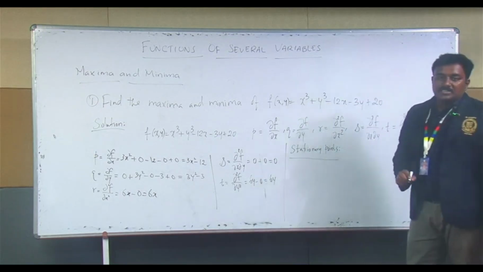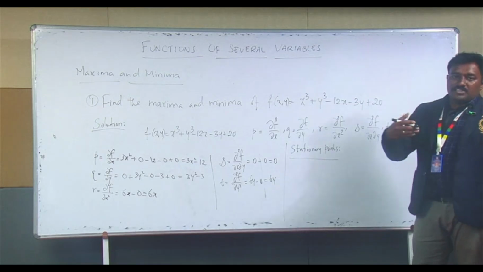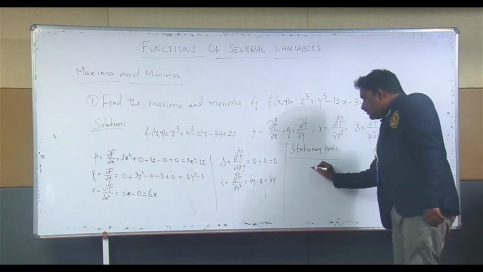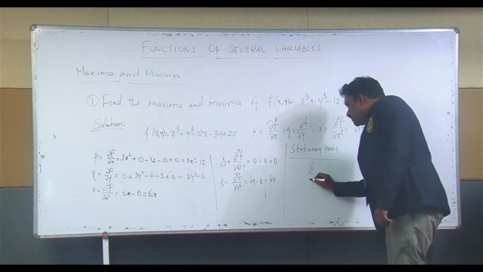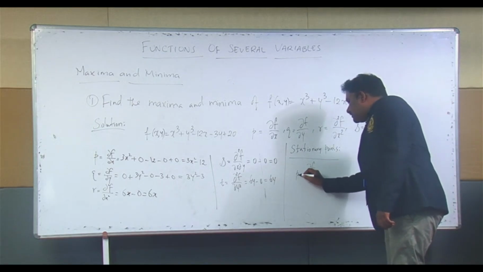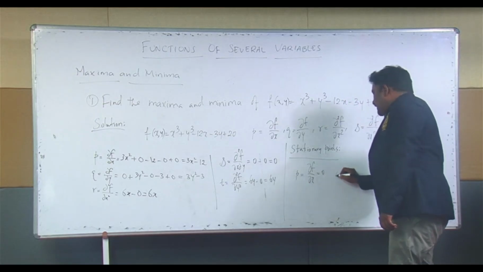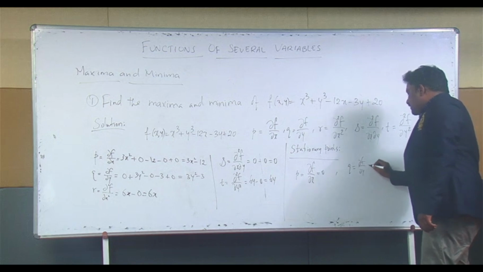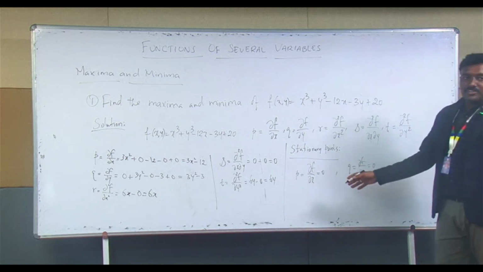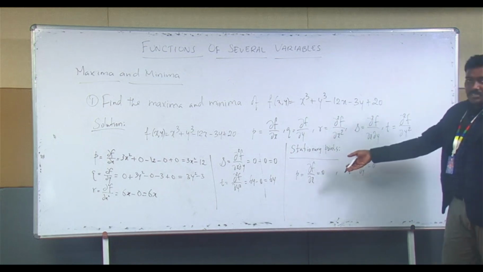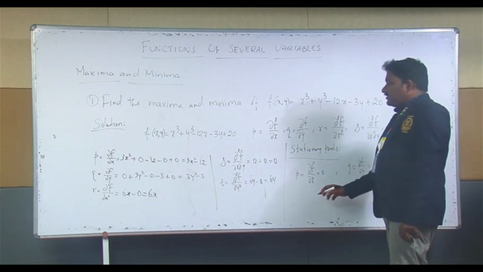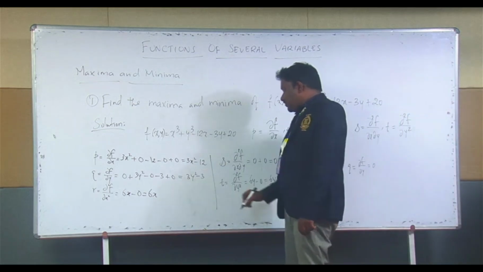Next we are going to find the points of stationary. So how do we get the stationary points? We already discussed that at stationary point the differentiations become 0, right? So we take this dou f by dou x, that is p, equal to 0, and the same way I am going to take dou f by dou y equal to 0. So by solving them we will get the points of stationary. So what is dou f by dou x here? We get 3x square minus 12.